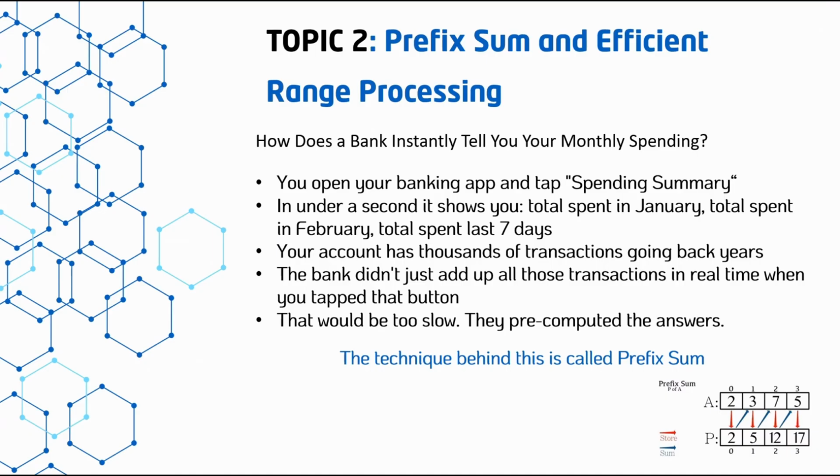You may feel like hash frequency counting and this are similar, but let's dig in and see what the difference is. Your account has thousands of transactions going back years. The bank doesn't add up all these transactions in real time when you refresh. That would be too slow. So they pre-compute the answers. This technique we call prefix sum.